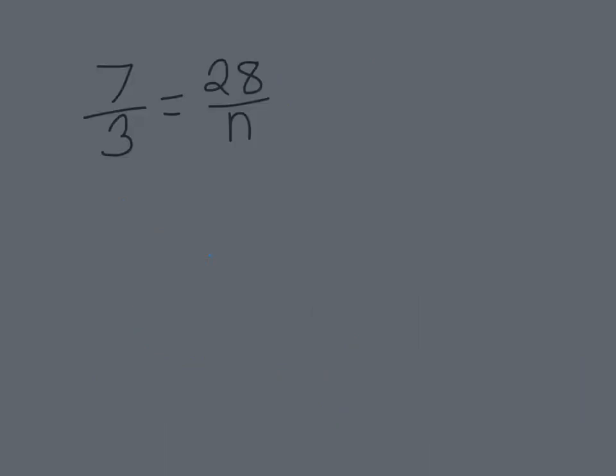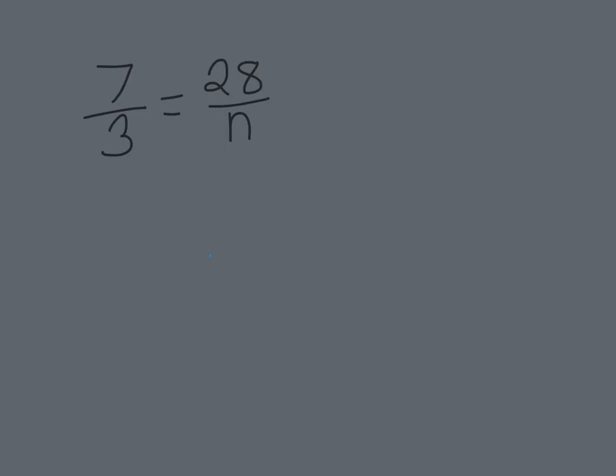Sometimes we'll be given a problem that looks like this. 7 over 3 is equivalent to 28 over what? Well, here we're going to be multiplying to figure that out. We know that we can multiply the top and the bottom by the same number, and it doesn't really change the value of the fraction because we're essentially multiplying by 1.